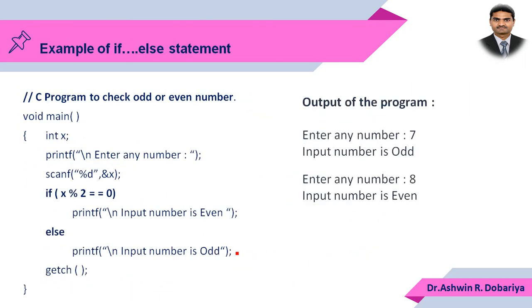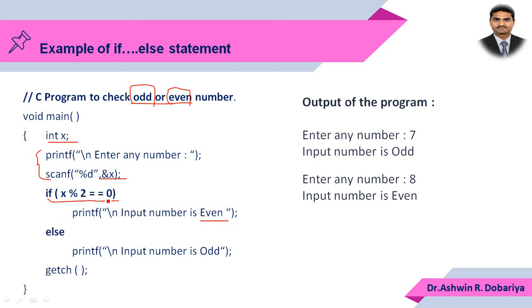Let's see the example. Suppose we want to write a program which will check whether the input number is odd or even. So we have two options, but at a time the number will be only one, either odd or even. For that we declare one variable, then we input one number in x. After that we check the condition: if x modulus 2, modulus always gives a remainder, and if you divide the number by 2 and the remainder is 0, it means this number is an even number.